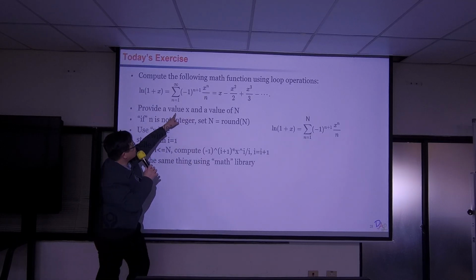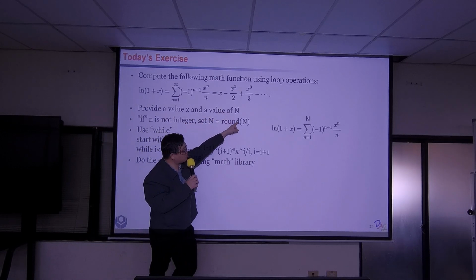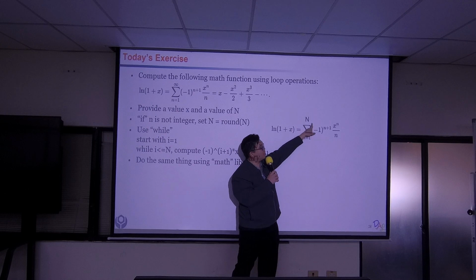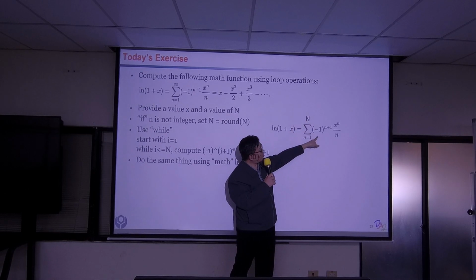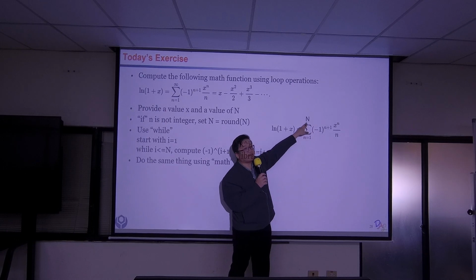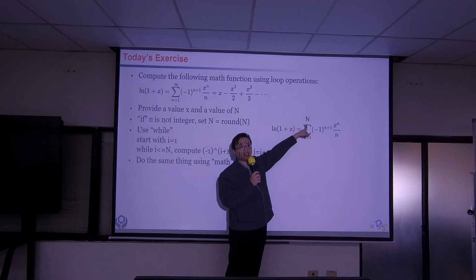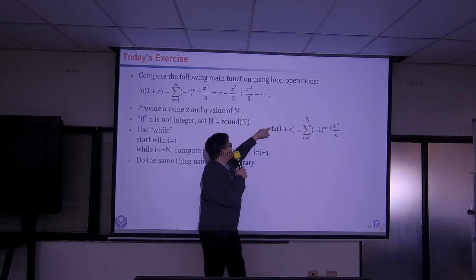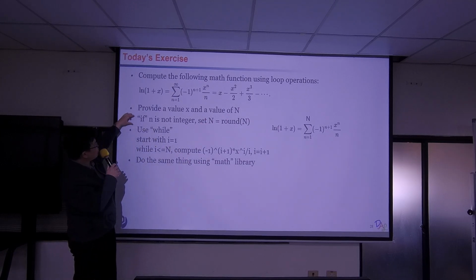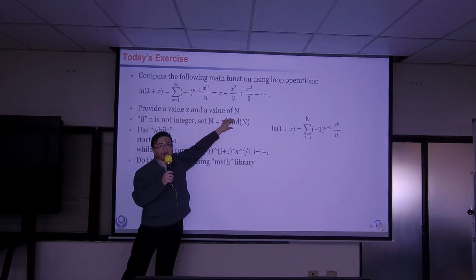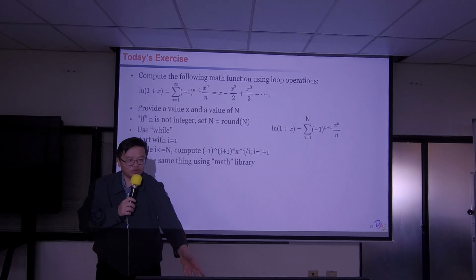So, given number x and the number of n, this n is going to be the index, the maximum index for this estimation. You can have a very large number like 1,000, okay? But usually this number has to be an integer. If you don't provide an integer, you provide a floating number. So the next thing I want you to do is to use the if loop. I should use capital N, sorry.